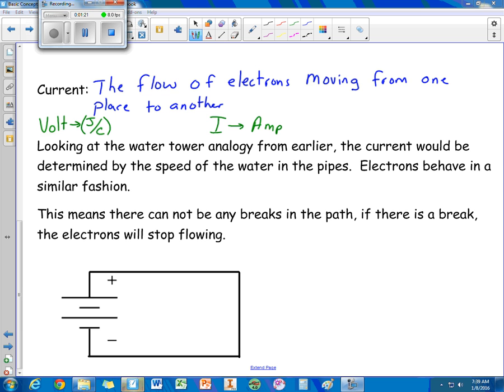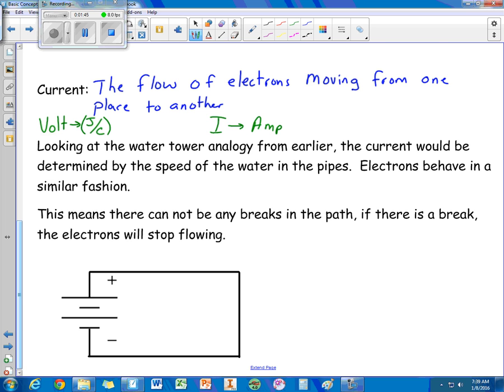Now, looking at the water tower analogy from earlier, the current would be determined by the speed of the water in the pipes. Electrons behave in a similar fashion. Now, if we think about it, we can speed up that water in a couple ways, by trying to force more water through the pipes, or by making the diameter of the pipe bigger. That would speed up the water, so that'd make for a larger current. So that's something to keep in mind.